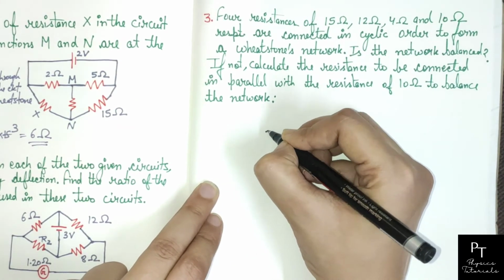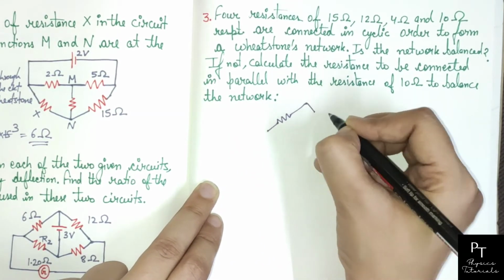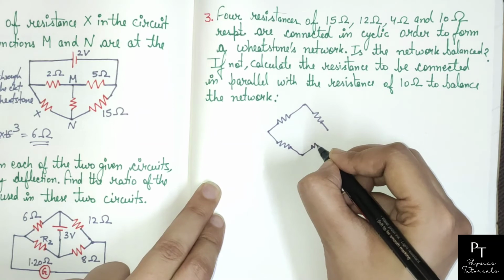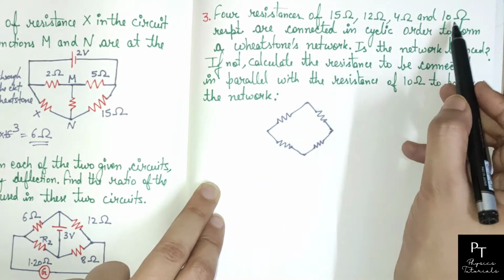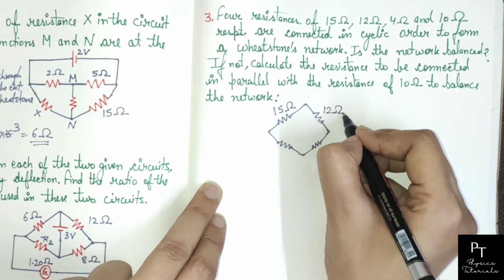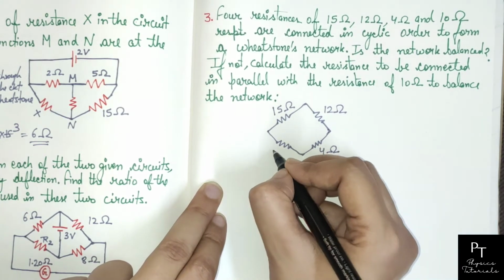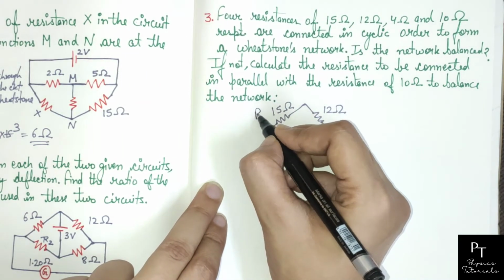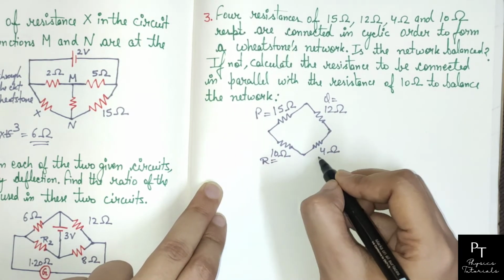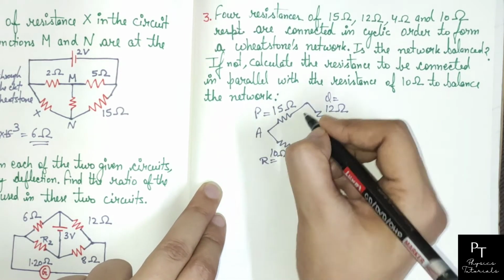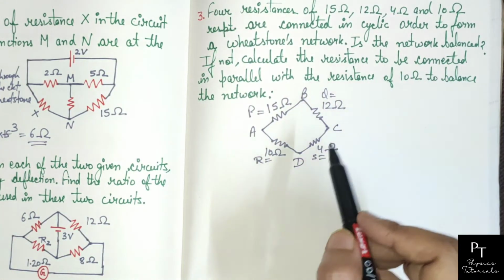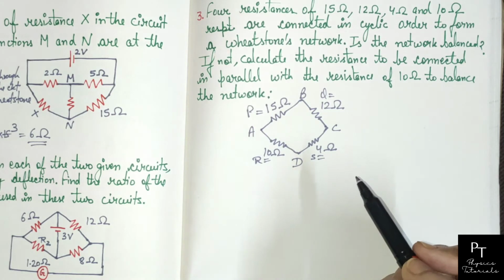So we have four resistance in cyclic order. So this must be 15 ohm and this is 12 ohm, 4 ohm and 10 ohm. And let it be P, this is Q, this is R and this is S, and let this point be A, B, C and D. Is the network balanced? हमें चेक करना है कि जो ये नेटवर्क बना है ये बैलेंस्ड है या नहीं.